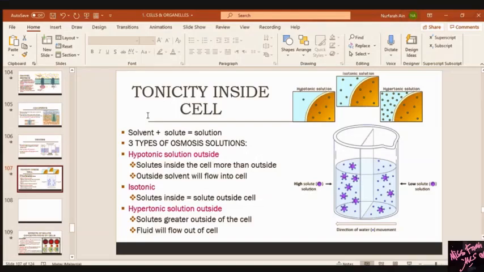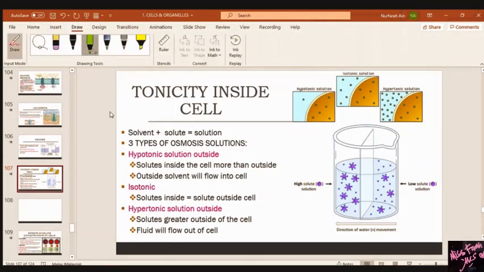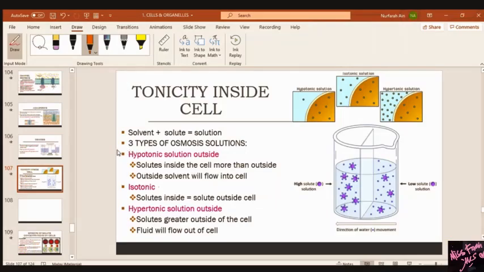So from this osmosis that we have learned, tonicity inside the cell, you can actually categorize the osmotic solution into three categories. Okay, so you have hypotonic solutions, isotonic solutions, and hypertonic solutions.